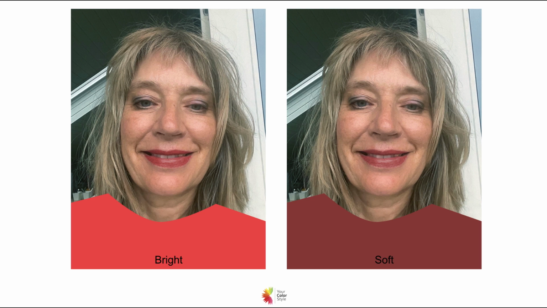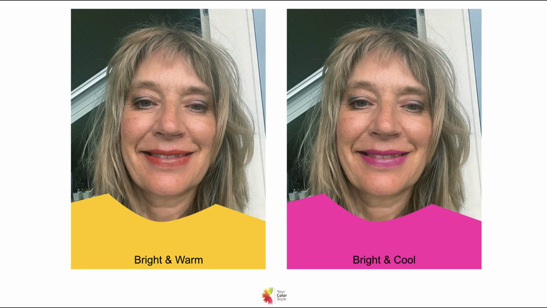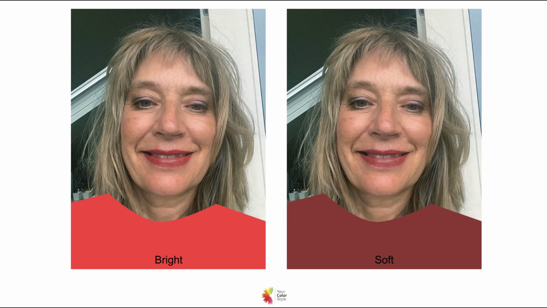So I'm going to stick with bright and light now for the rest of these drapings because I don't think soft is right for her. I think she can do more. I think she can handle a little bit more color, but maybe not the super intense colors like these. So if I stick with bright and light, let's now decide whether or not she is warm or cool.